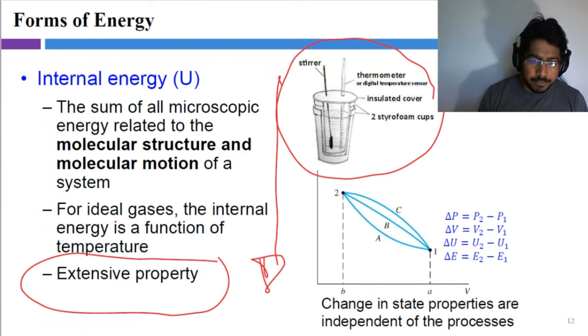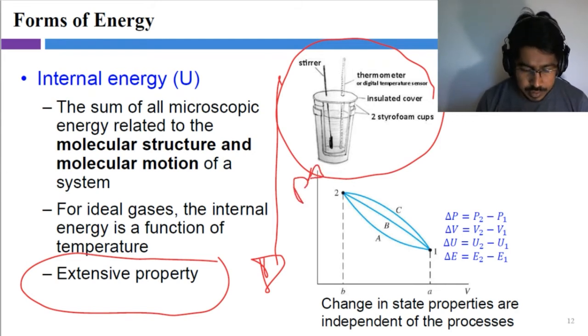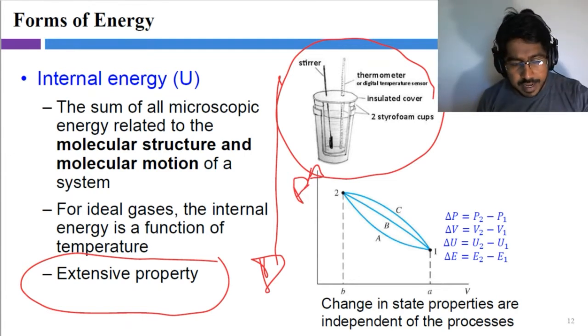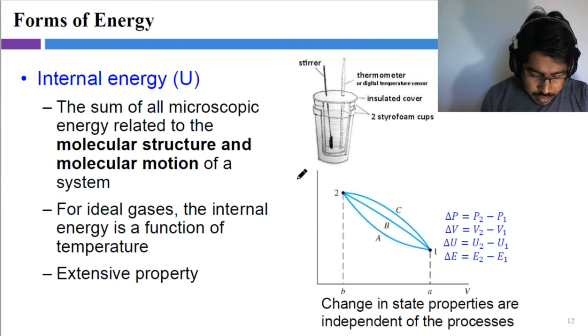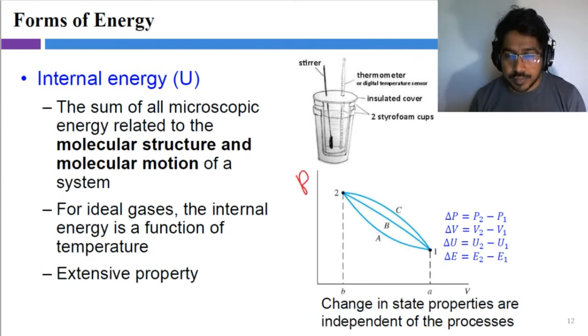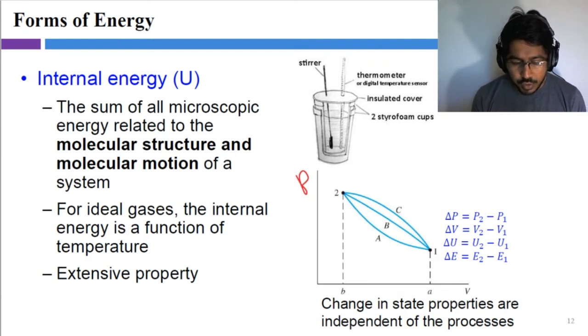Perfect. Now this is a PV diagram. The P was missing here. So this is a PV diagram, and in this PV diagram, we go in different paths from 1 to 2, using A, B, and C.